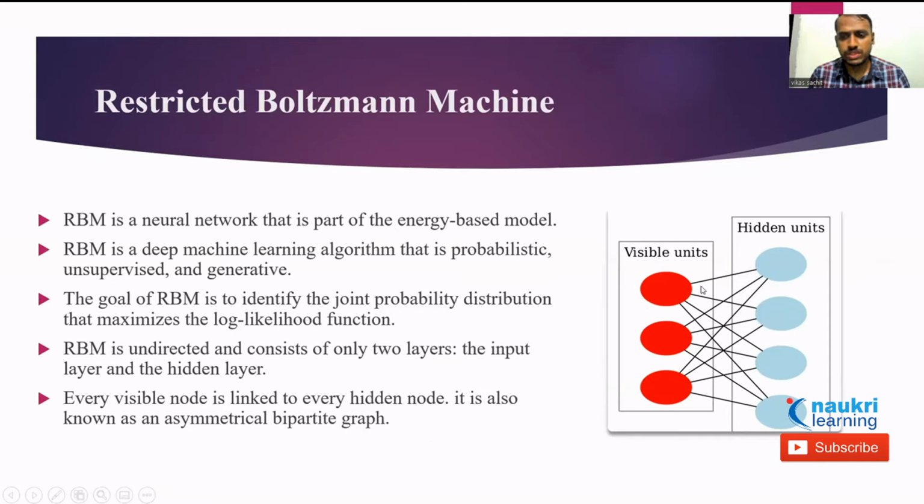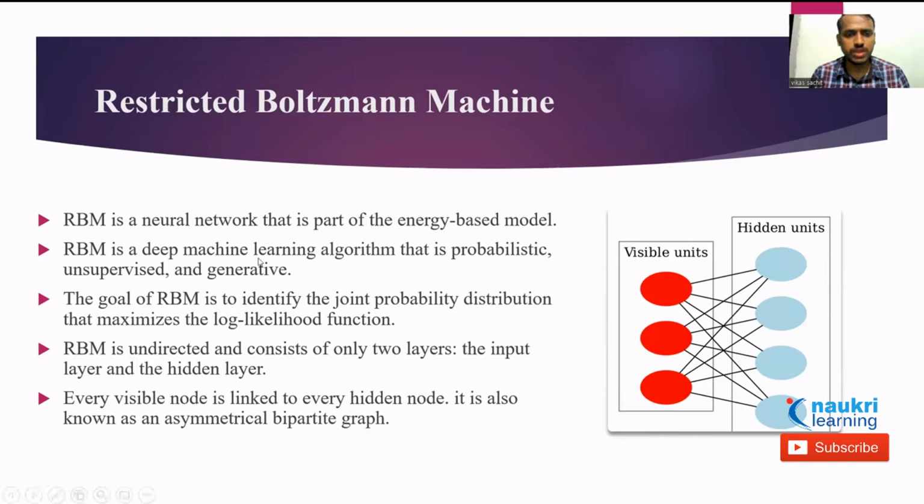The speciality of this Boltzmann machine is that every visible input unit is connected to the hidden units. But they are not interconnected within the hidden units or within the visible units. They are not interconnected, but they are connected with the other layer. If there are any n number of hidden units, then they are also connected like that only. So this is what I have written. RBM is a neural network that is a part of the energy-based model. Here also we will use the energy-based model. It's not an improved version of the energy-based model.